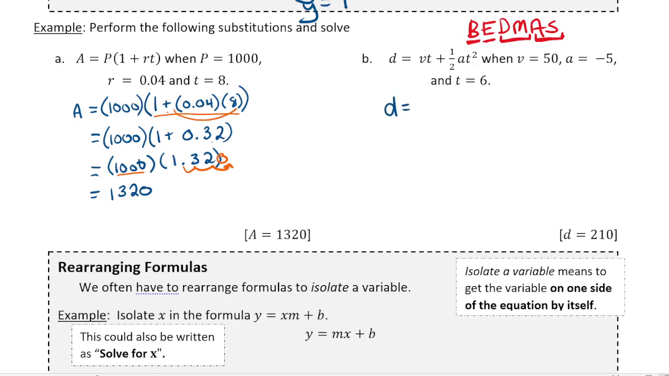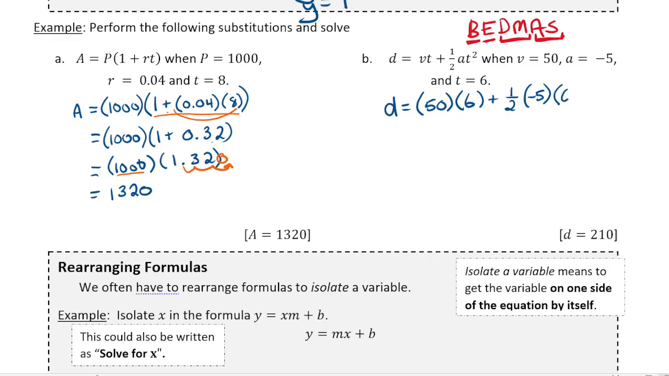So pause the video, try this one, and then unpause it to take it up. So D is going to be equal to V, which is 50, times T, which is 6, plus 1/2 A, which is -5. See, that's why it's really important to have that bracket, because otherwise it would look like a half minus 5, but there's a half times -5. So really, really important to have those brackets. And then times T squared.